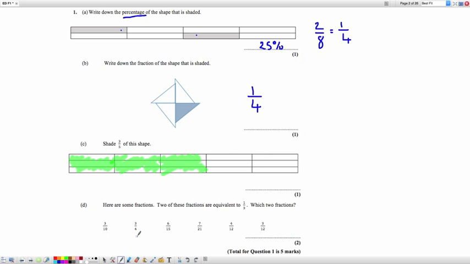Part D, here are some fractions. 2 of these fractions are equivalent to 1/3. Which 2? The 2 fractions that are equivalent to 1/3 are 7 over 21 and 4 over 12. When you simplify these fractions, they simplify to 1 over 3.